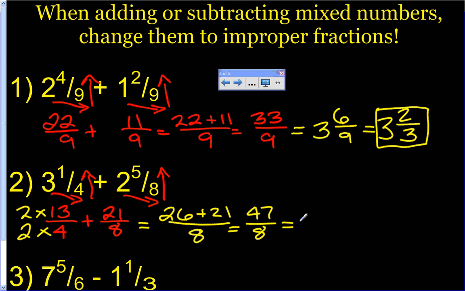8 will go into 47 5 times. To find out what my remainder is on top here, 5 times 8 is 40. The difference between 40 and 47 is 7. So my answer is 5 and 7/8. And I can't simplify 7/8 any further.